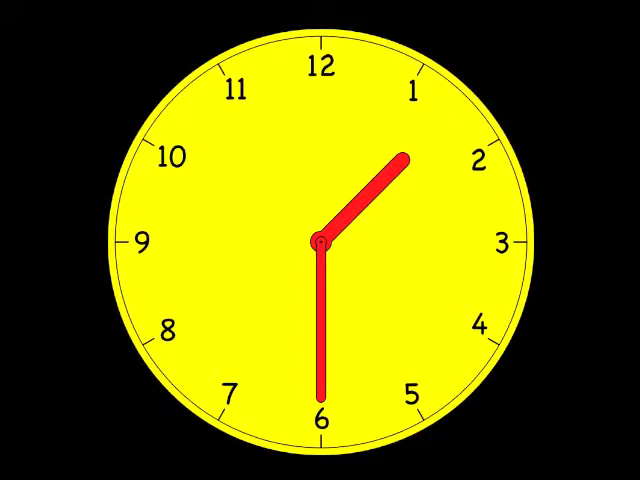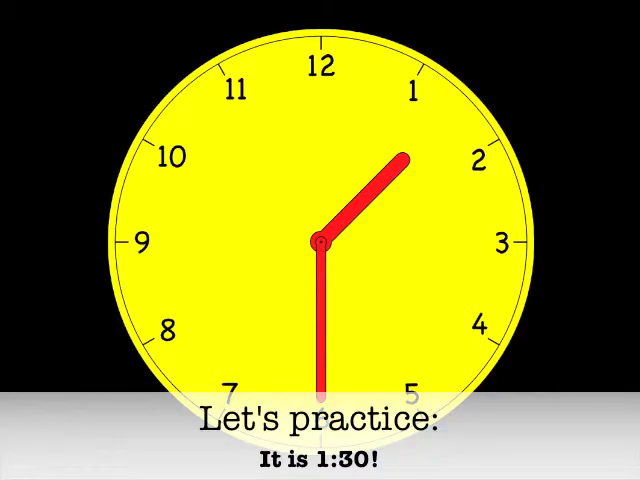All right, let's practice combining the hour and minutes together now. First, let's look to the hour hand, which is the short hand, and we see that it is at the 1. Look to the minute hand, which is the long hand, and it's pointing to the 6. Let's count by 5s to get to 6. 5, 10, 15, 20, 25, 30. We did it! So it is 1:30.